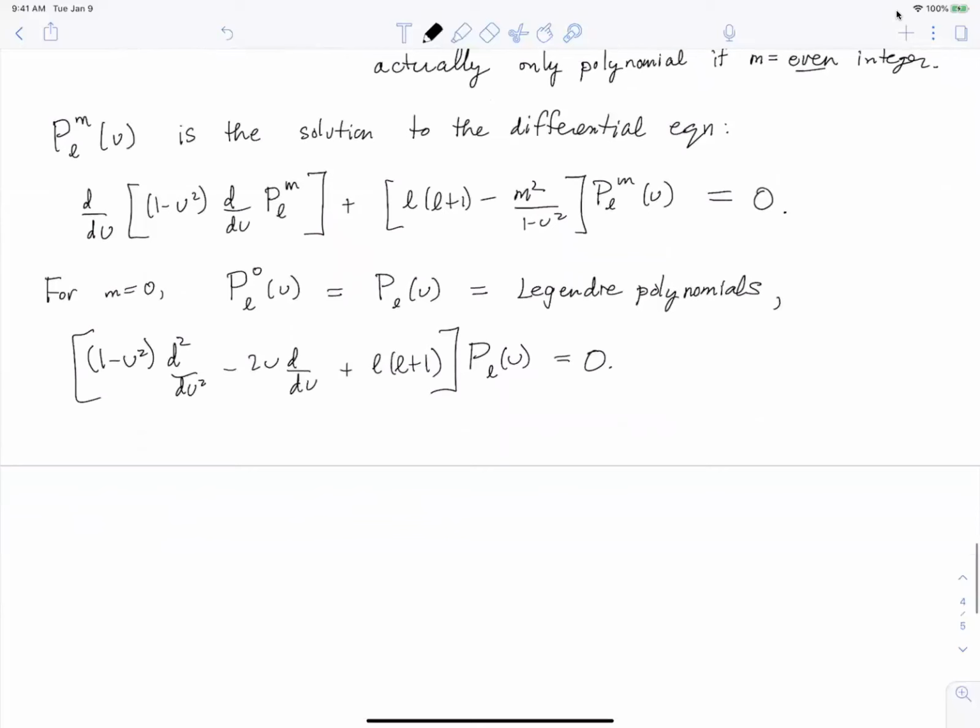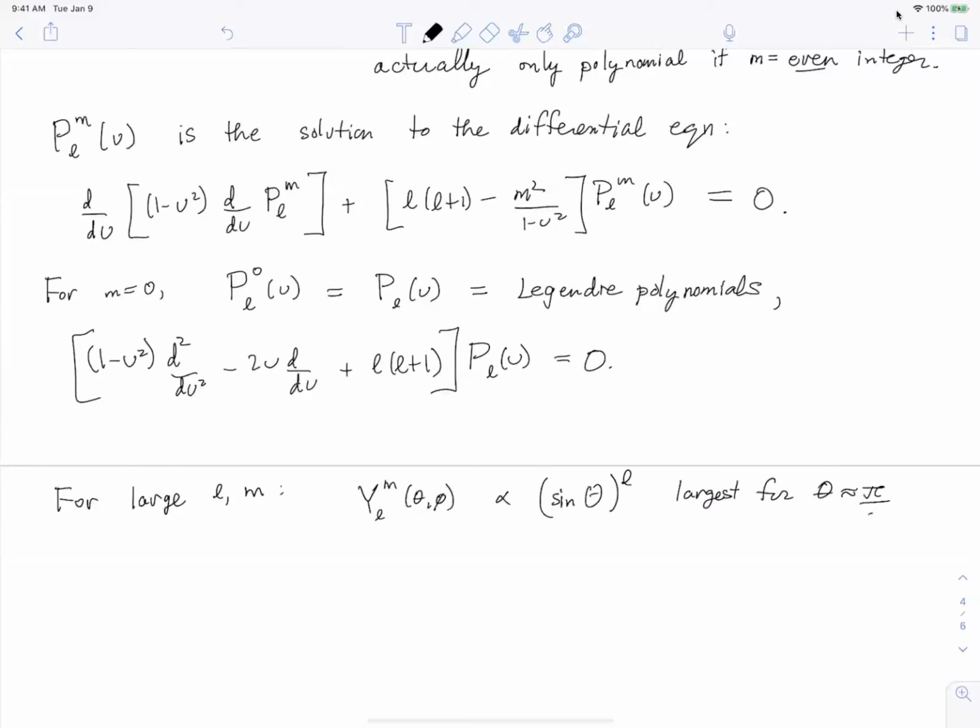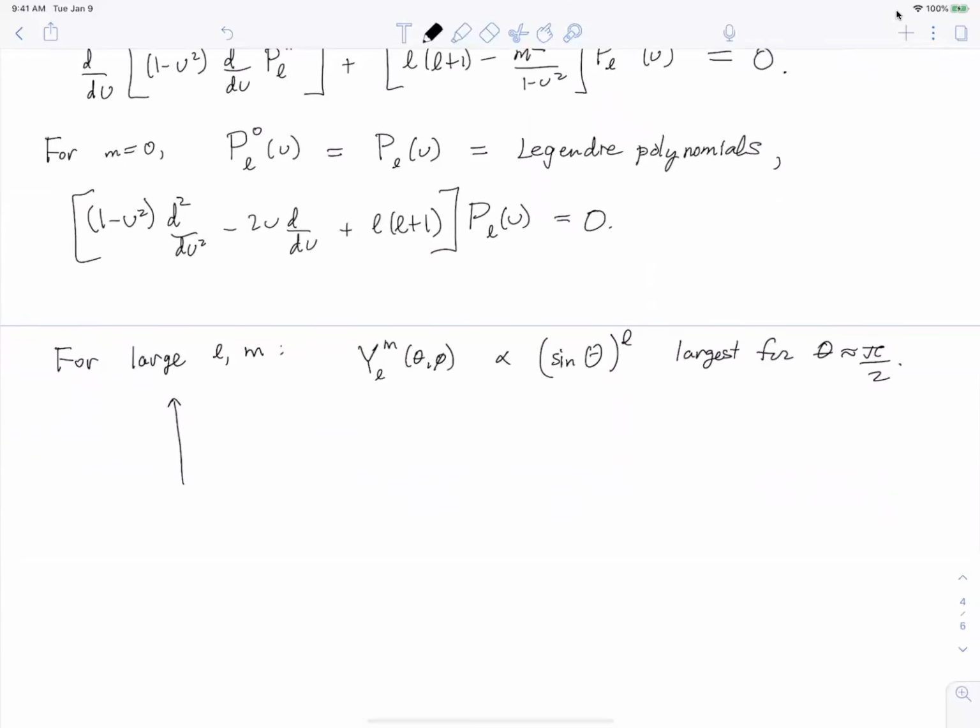Okay, for large L and m, it's interesting to look at what happens. Then Y_L^m of theta and phi is proportional to sine theta to the m-th power, which is largest for theta approximately pi over 2. That's a general statement that generalizes what we said before for the case of L equals 1.